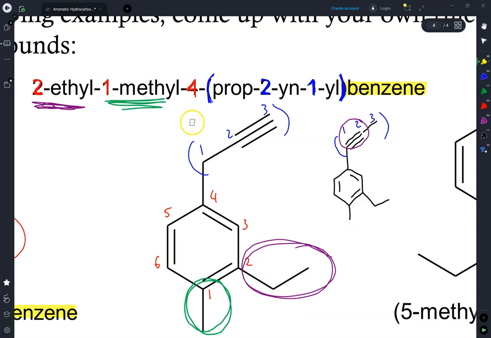So on the number 4 carbon of the parent chain, we have a 3 carbon branch, that's why it says prop, 1, 2, 3, where the triple bond is located on the carbon number 2, so on the number 2 the triple bond sprouts out, and then on the number 1 carbon, 1-yl, to show that on the number 1 carbon we are attaching to the parent chain.